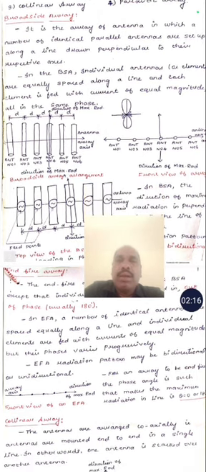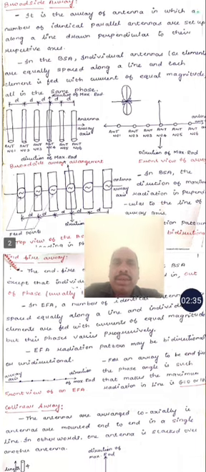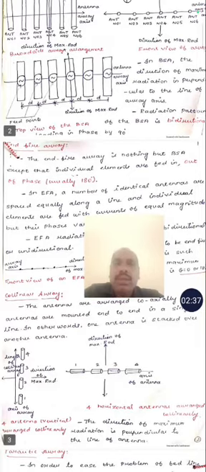In this broadside array the number of antennas is fixed, at the same distance. For example, in this diagram there is a fixed number of antennas in different spaces. Okay. Next one is end fire array.